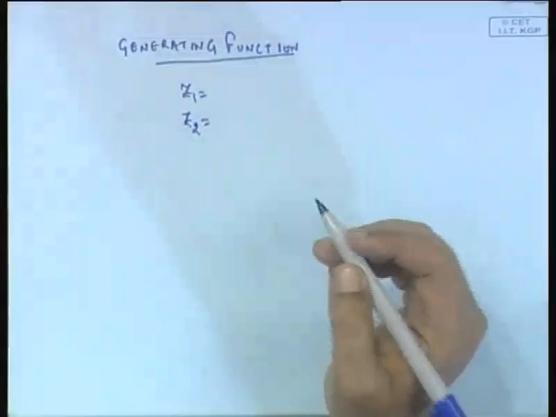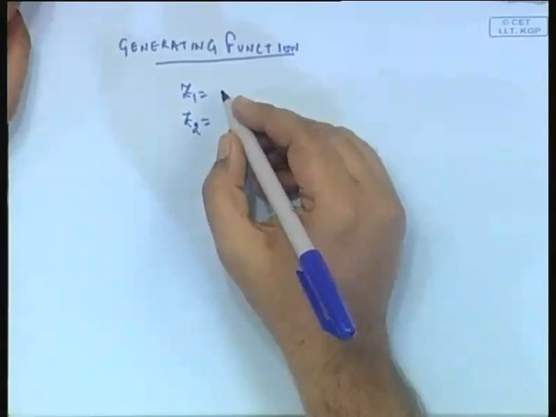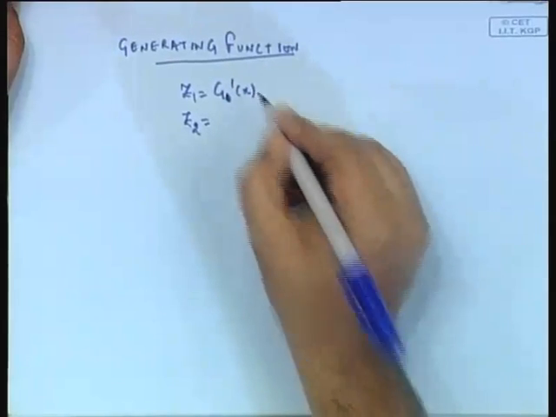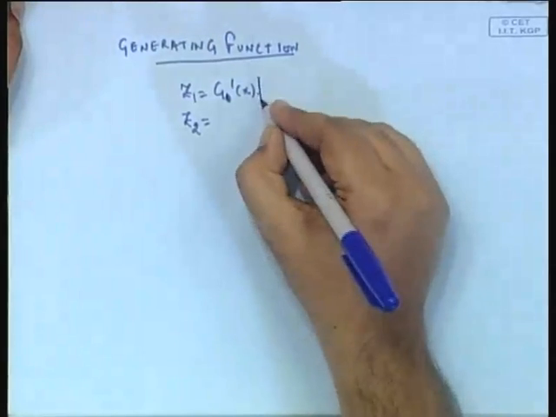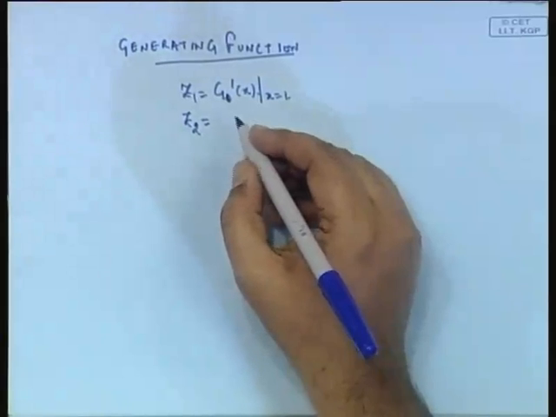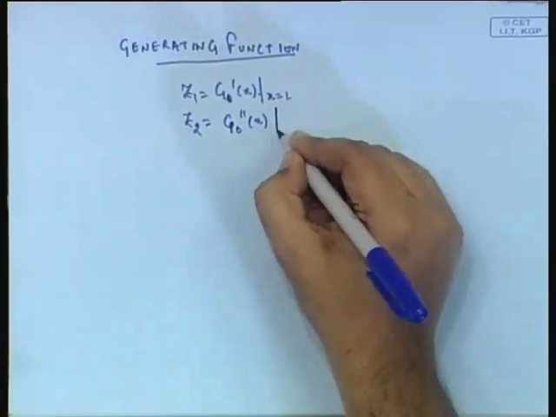So, actually we were teaching generating functions in the last class. You remember the important results of generating functions, like z1 and z2. So, what was z1, what was g0 dash x, and z2, g0 dash x at x is equal to 1?